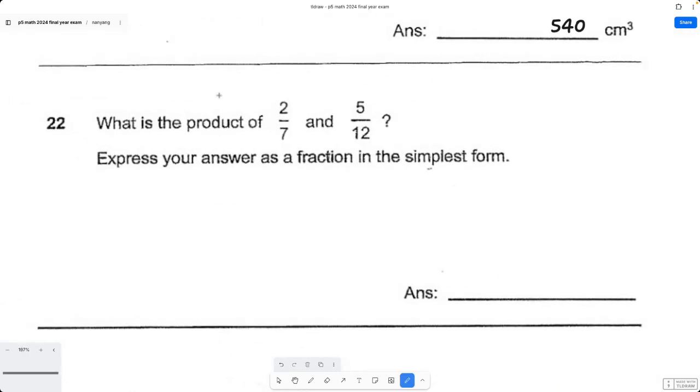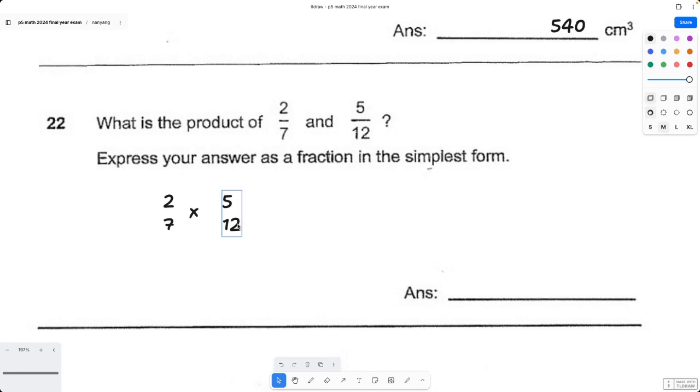What is the product of 2 over 7 and 5 over 12? What this means is 2 over 7, and then we multiply this by 5 over 12. Simplify and express your answer in simplest form. In this case, we can cancel 12. 12 divided by 2 is 6, and then we cancel 2, and this will give us 1.